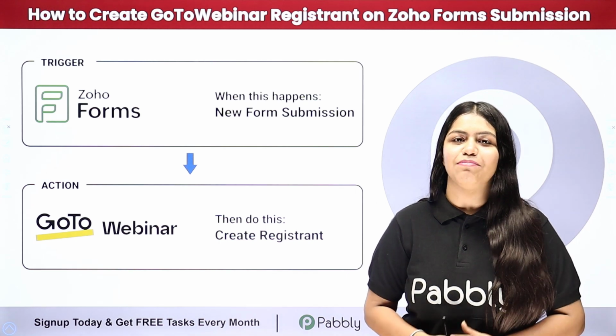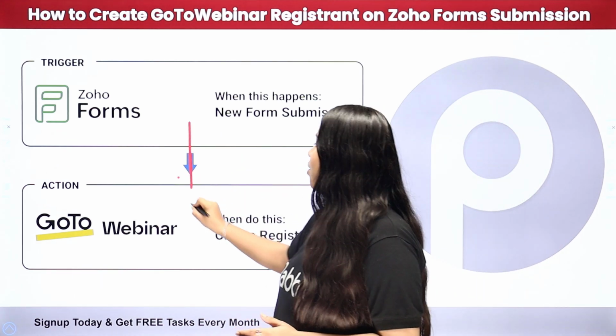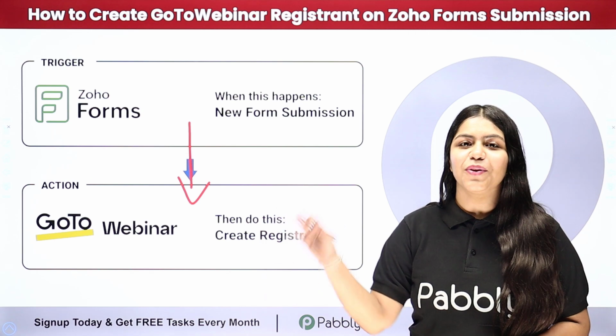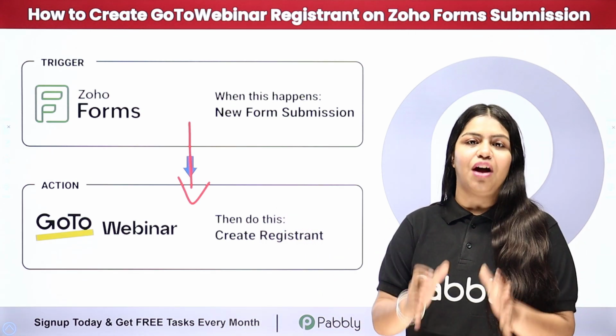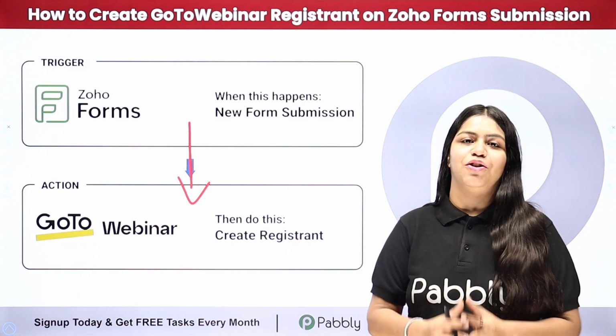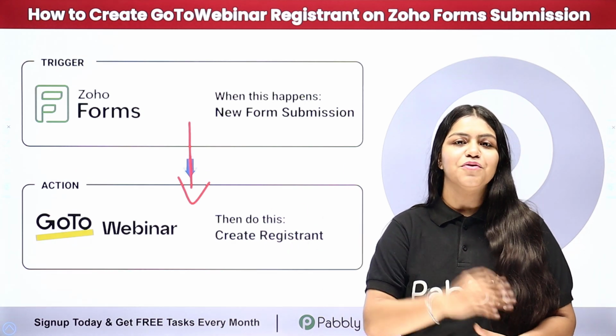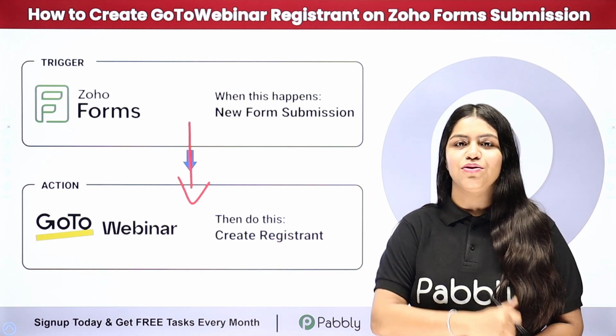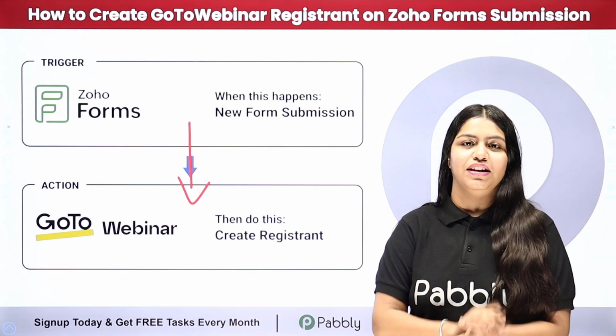So to do this, we are simply going to create a connection between Zoho Forms and GoToWebinar. To create this connection without knowing any programming or coding language, we are going to use Pabbly Connect. It is an amazing automation software. So do you also want to create this automation? Then for that you have to come with me towards my screen.